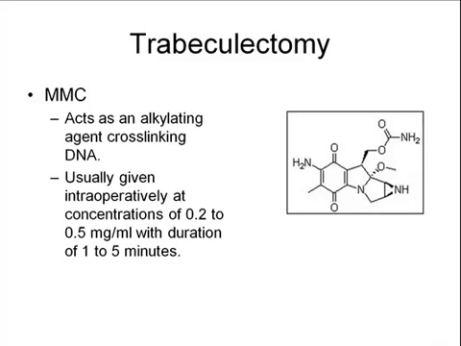Mitomycin C, as shown here in the imaging, is an alkylating agent, and it works again to inhibit fibrosis from occurring. In this case, it's working as an alkylating agent that cross-links DNA, so again the fibroblasts cannot really proliferate well. It's usually given at concentrations of 0.2 to 0.5 milligrams per ml, with a duration of anywhere from 1 to 5 minutes, depending on surgeon preference.